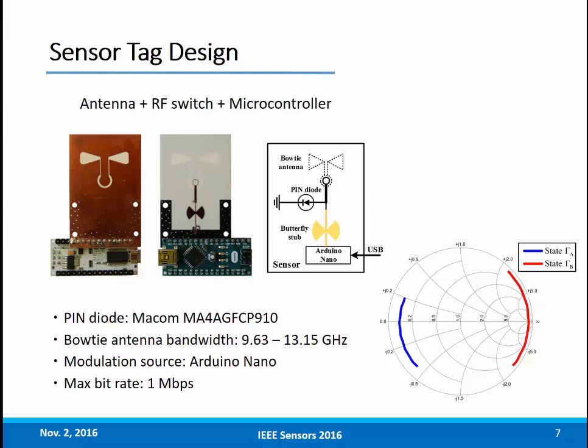The maximum bit rate of the sensor tag is limited by the Arduino Nano, which is 1 Mbps. The reflection coefficients of two modulation states measured at the antenna reference ports are shown on the Smith chart.